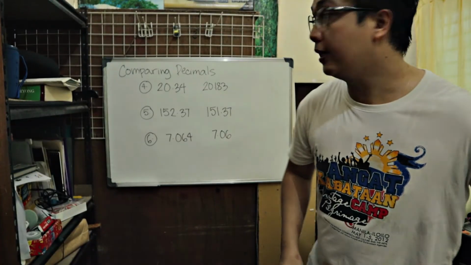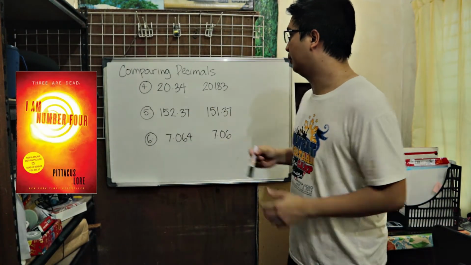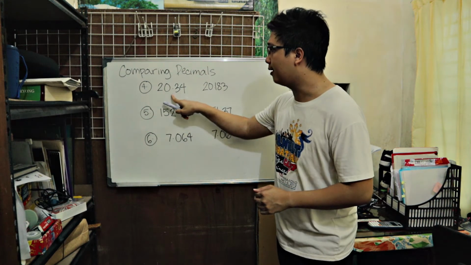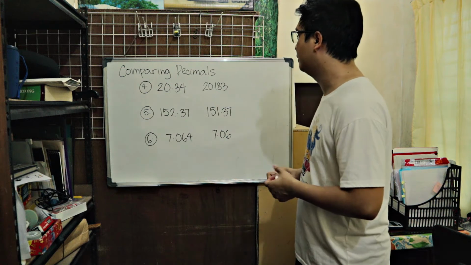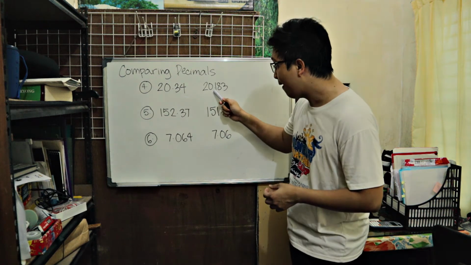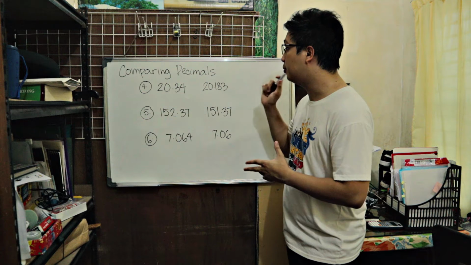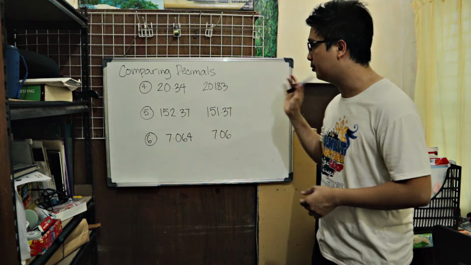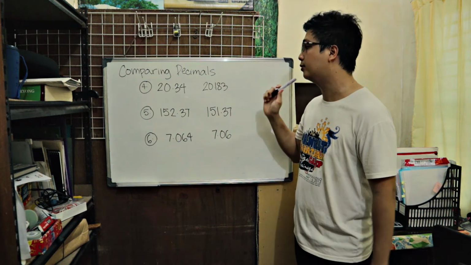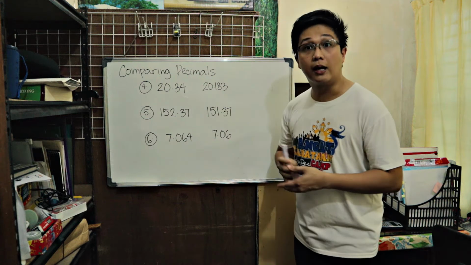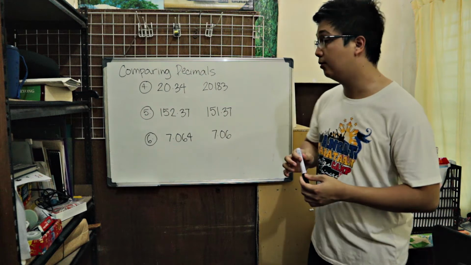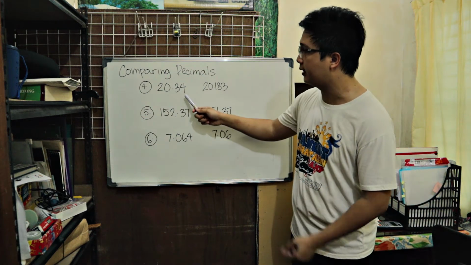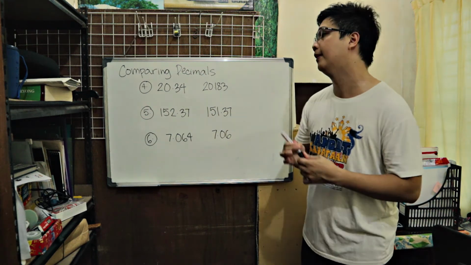Alright, sige, try ta. Number 4, 20 and 34 hundredths. Okay, 4 is in the hundredths place. And 20 and 183 thousandths. Okay, the farthest to the right nga decimal is in the thousandths place. Sin-o na mas dako? Kung tulukon natun, 20 kag 20, parehos. So, ang aton na i-compare na lang is the decimal part.